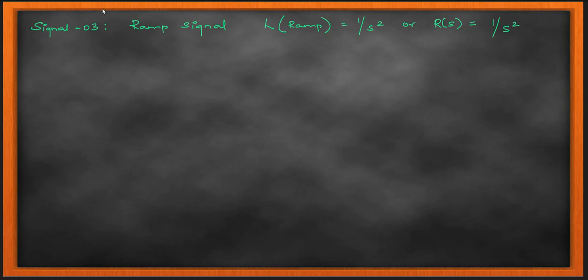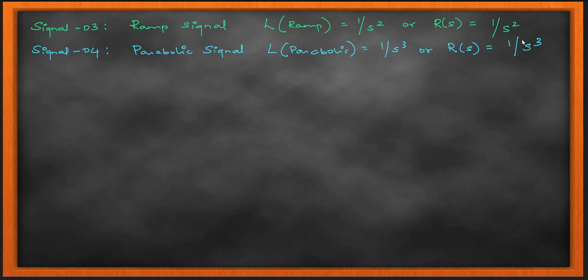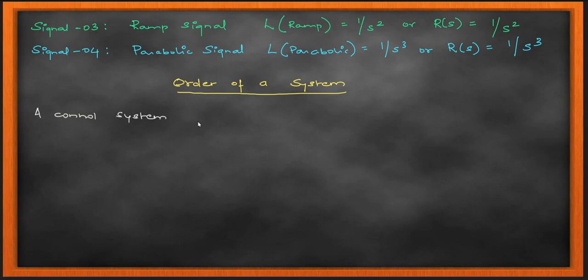Next, for signal number three, I have my ramp signal, which is a slope signal. You know this, what is a ramp signal? It is just a slope signal, and the Laplace transform is 1 by S square. A less significant signal for control systems is the parabolic signal, which is 1 by S cube. We are not really bothering about these two signals because we are more interested in the step response and the impulse response. So we'll be seeing a lot more of step and impulse in the coming classes.